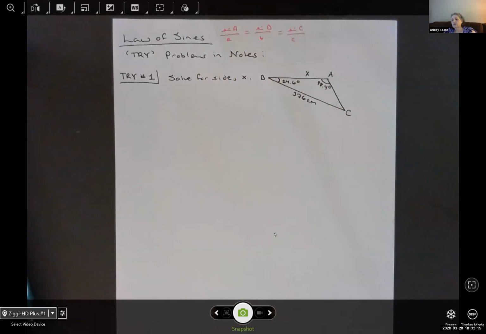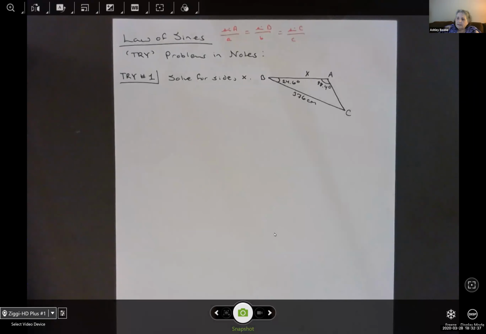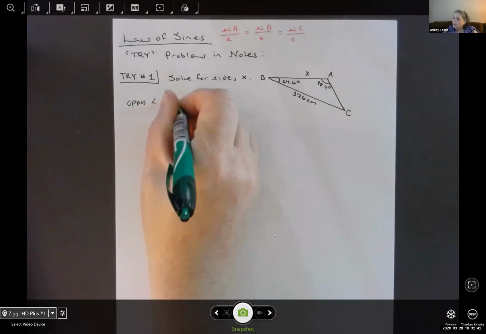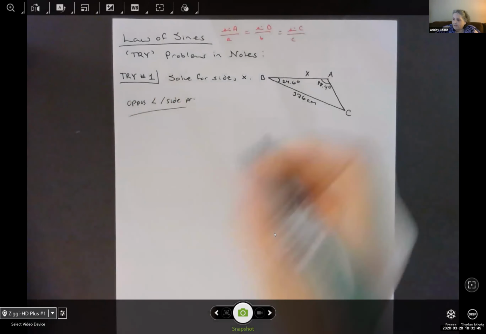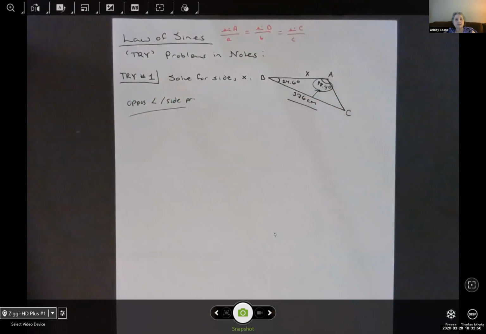So if we look at this, when we first look at this problem, we want to solve for side x, okay? It's not a right triangle. We're not given enough information. Well, actually, we are given enough information. If you don't have a right triangle, we don't use our trig ratios or Pythagorean theorem. But do we have an opposite angle side pair? We do. We have the side of 376 and its opposite of angle 98.4 degrees.